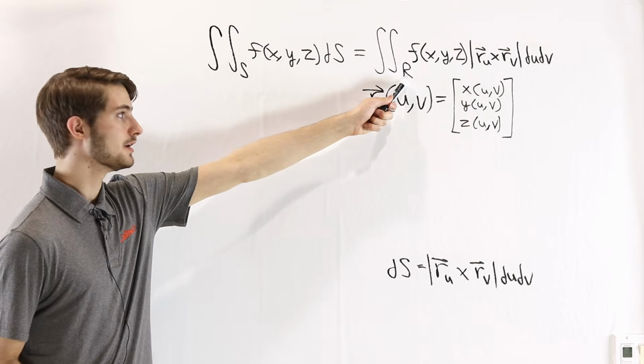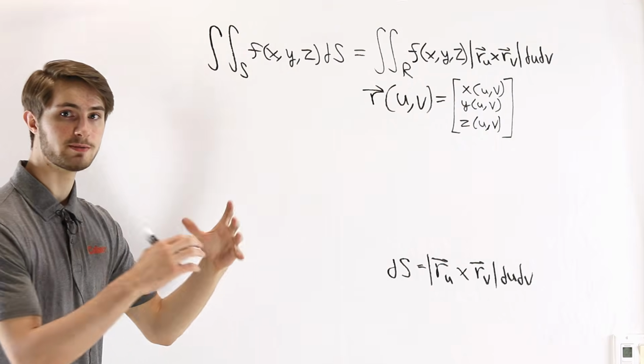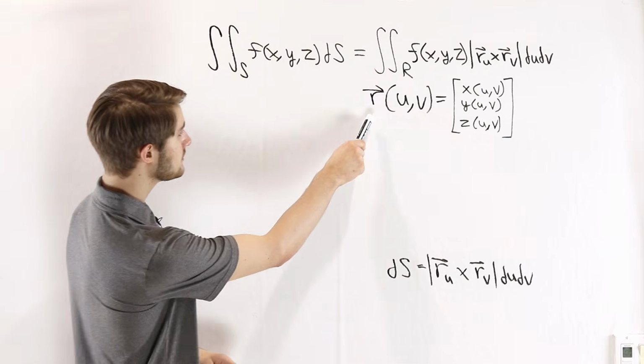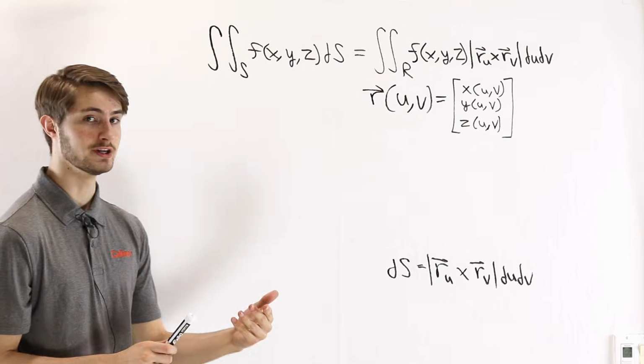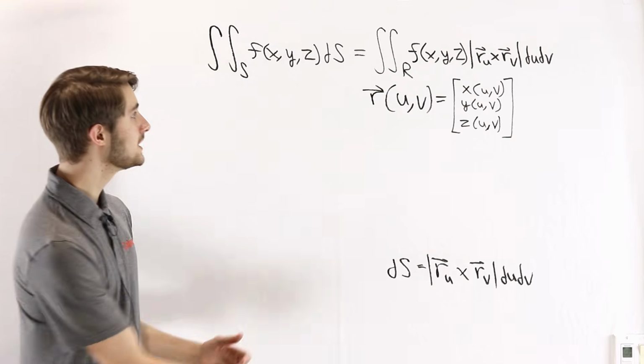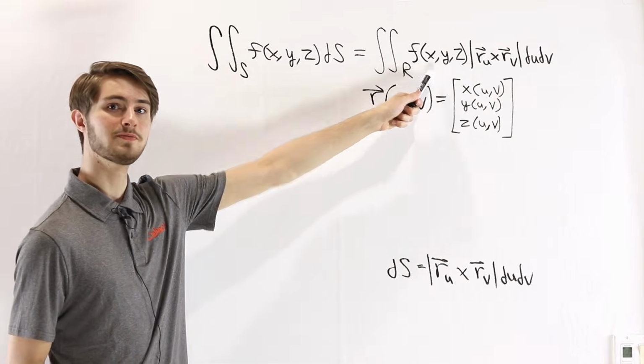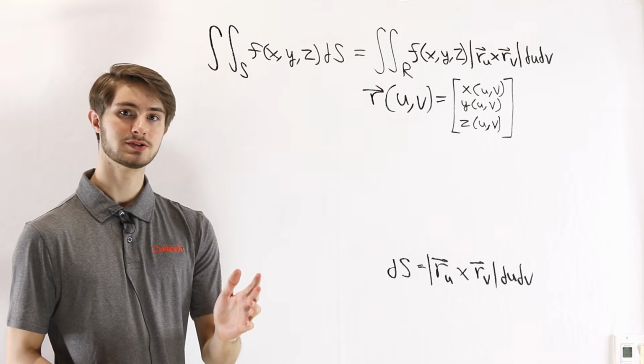In this case, R is talking about the range of u, v values that describe our entire surface. And because r of u, v, our parametrization, gives the x, y, and z values on the surface, we can easily plug those into the function as well. And so this integral is something that we can actually compute.